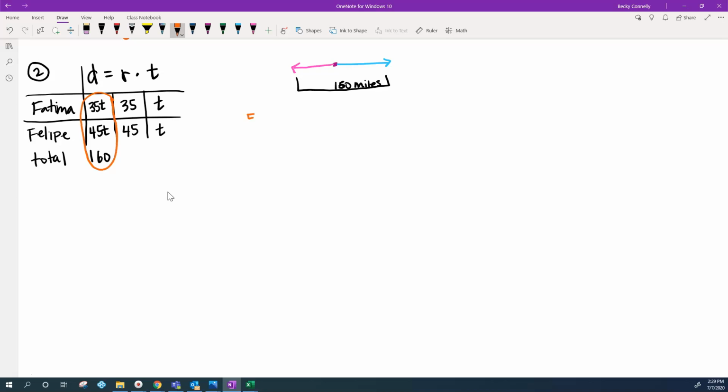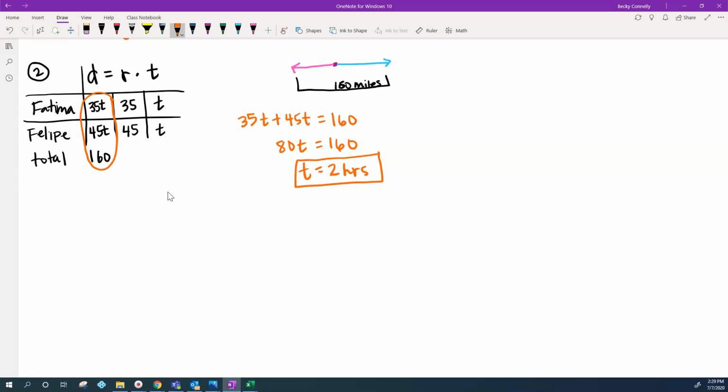All right, so I have 35t plus 45t equals 160. So I get 80t equals 160. So t is 2, and that would be 2 hours. So it'll take them 2 hours until they get exactly 160 miles apart from each other.